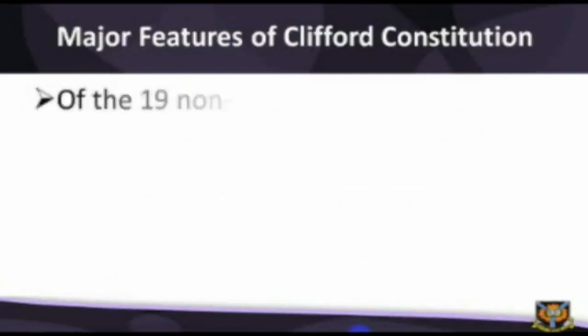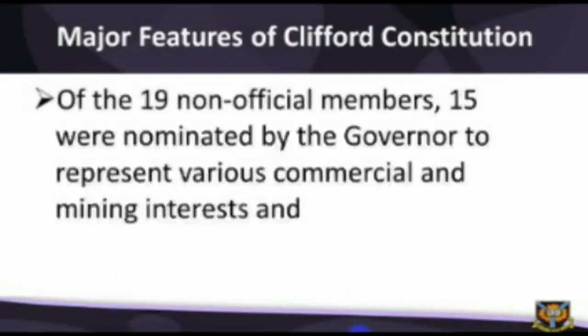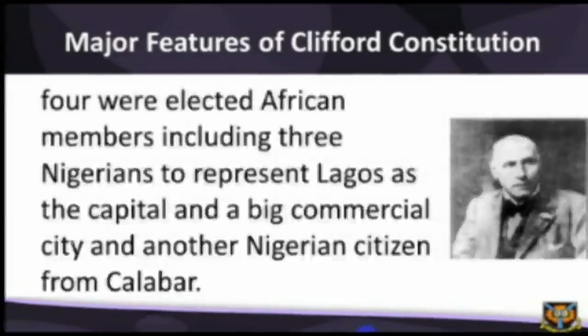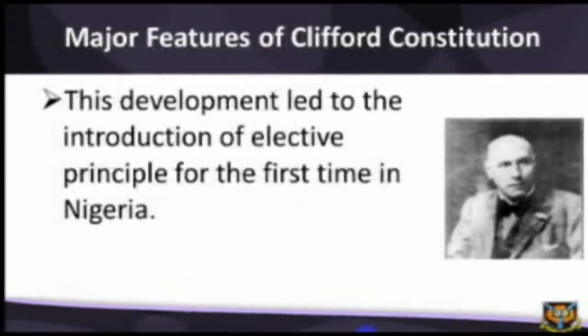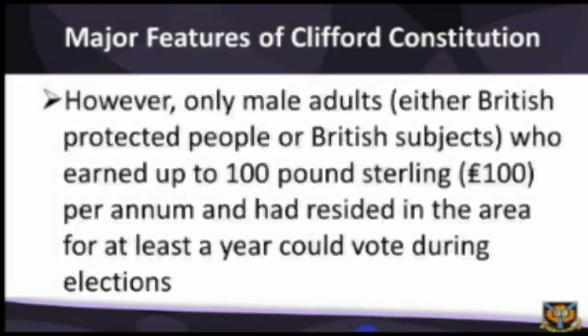Of the 19 non-official members, 15 were nominated by the governor to represent various commercial and mining interests, and 4 were elected African members, including 3 Nigerians to represent Lagos as the capital and a big commercial city, and another Nigerian citizen from Calabar. This development led to the introduction of the elective principle for the first time in Nigeria.